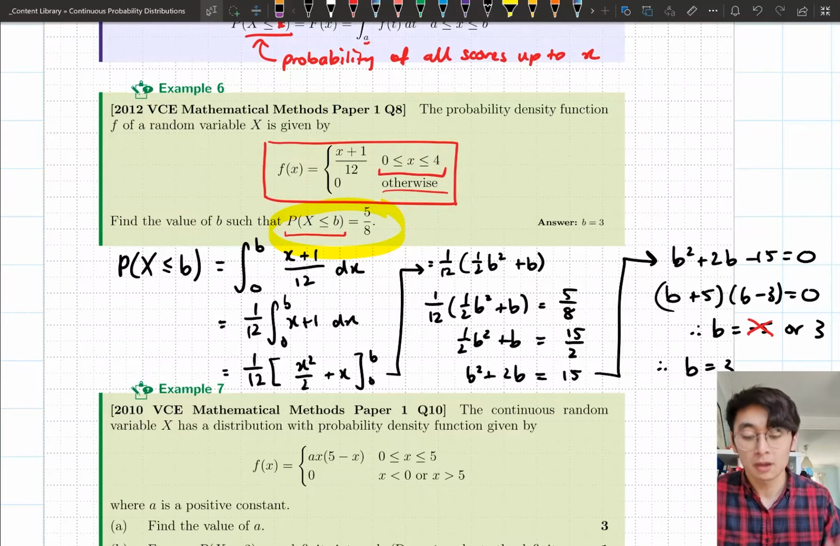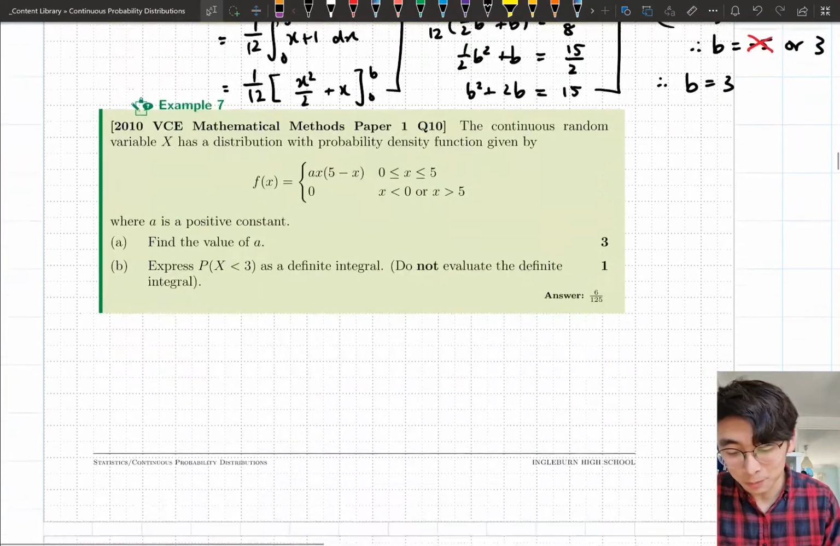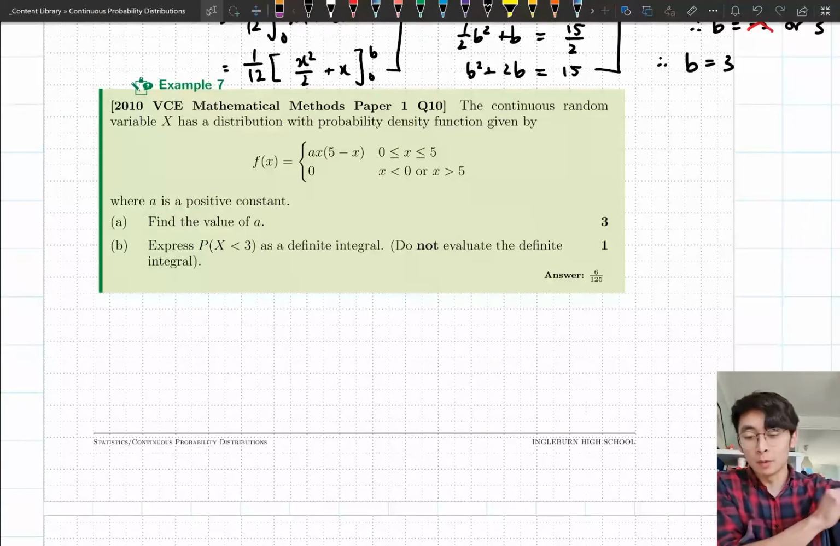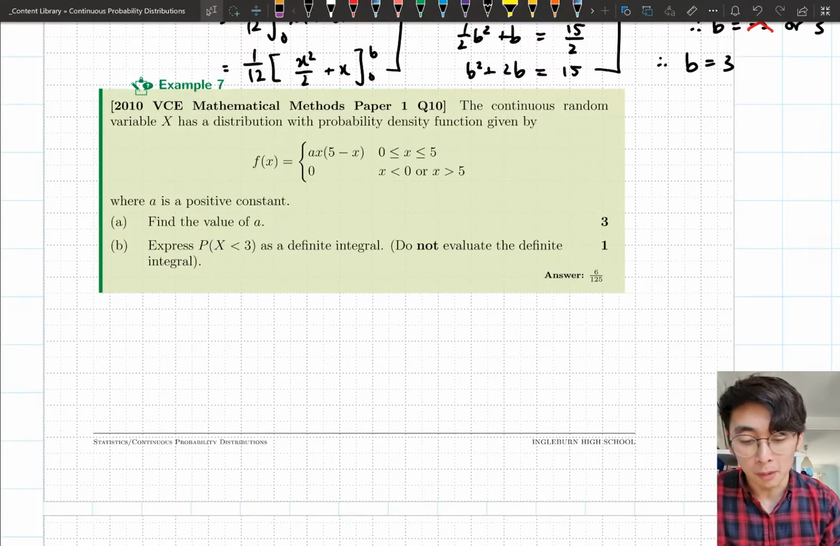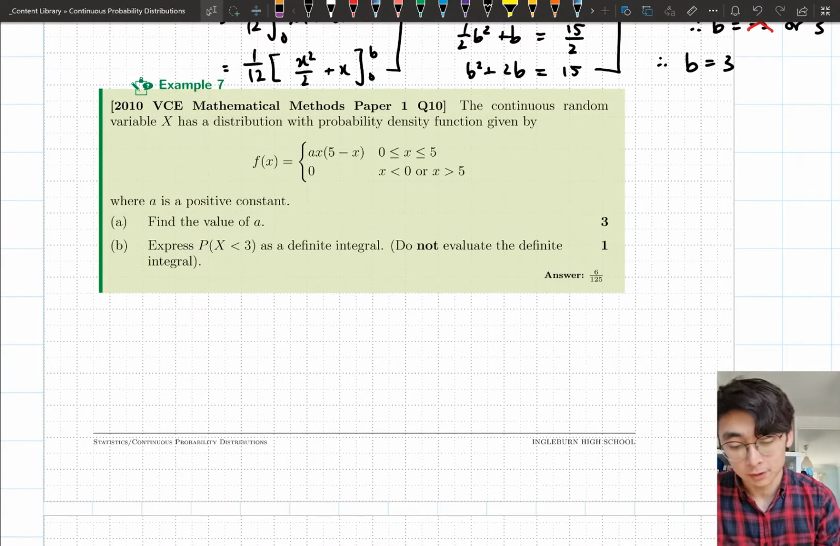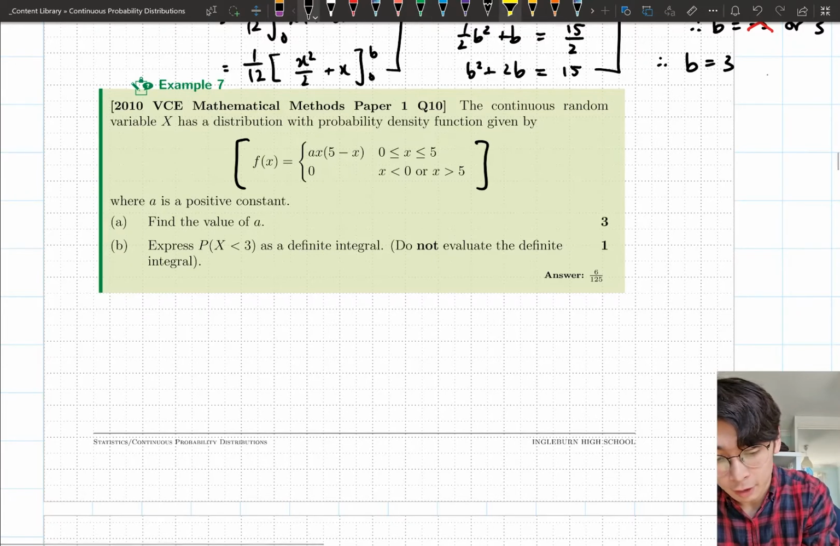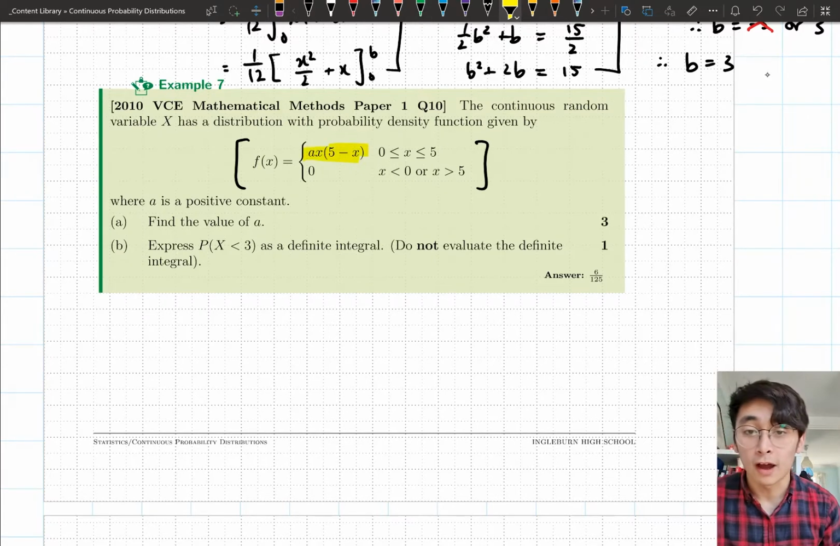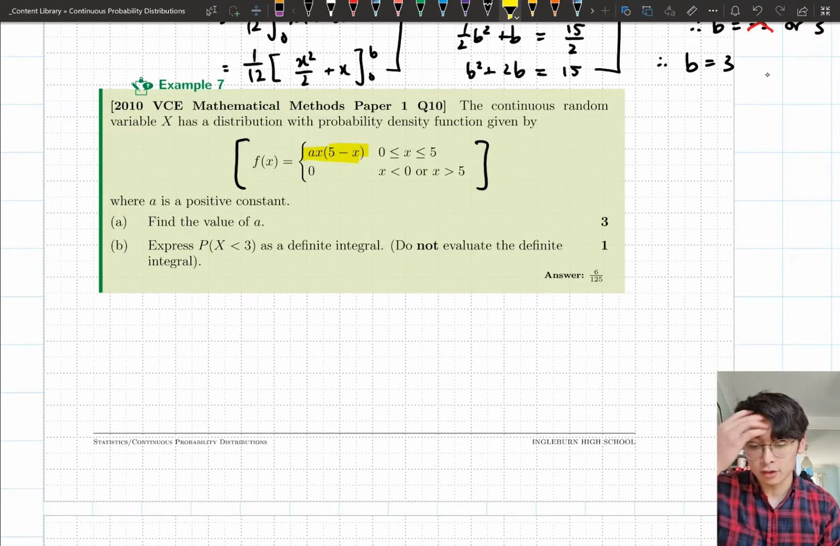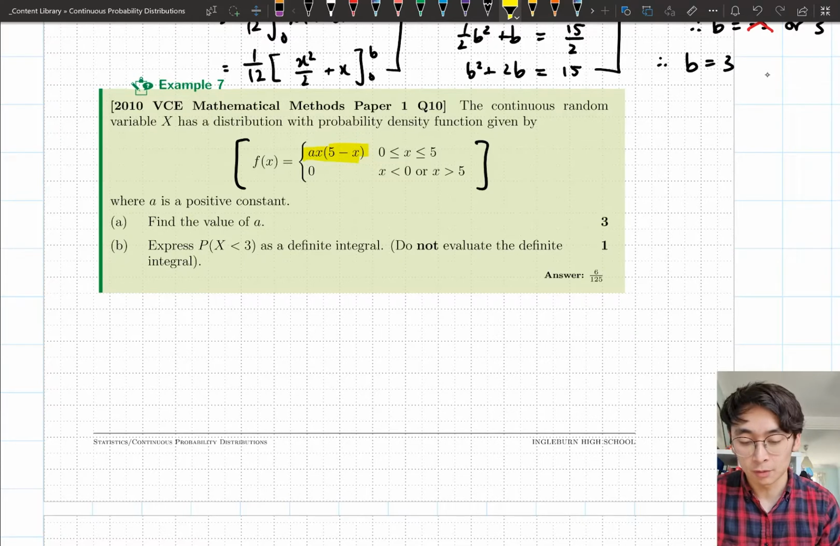distribution function. Okay, let's have a go at another example. The continuous random variable x has a distribution with a probability density function given by the following. So here, this is our function again. Here, f(x) is equal to this function from 0 to 5, and otherwise it's going to be 0, where a is a positive constant.